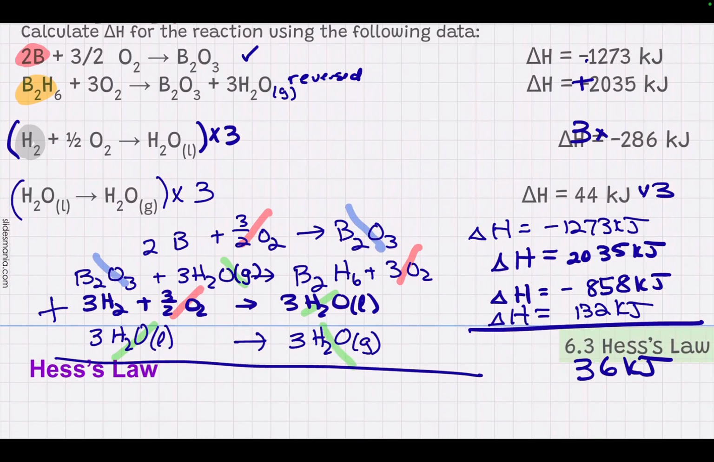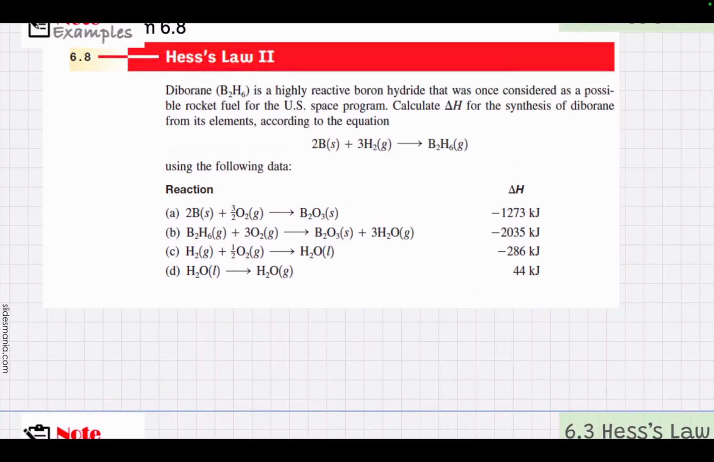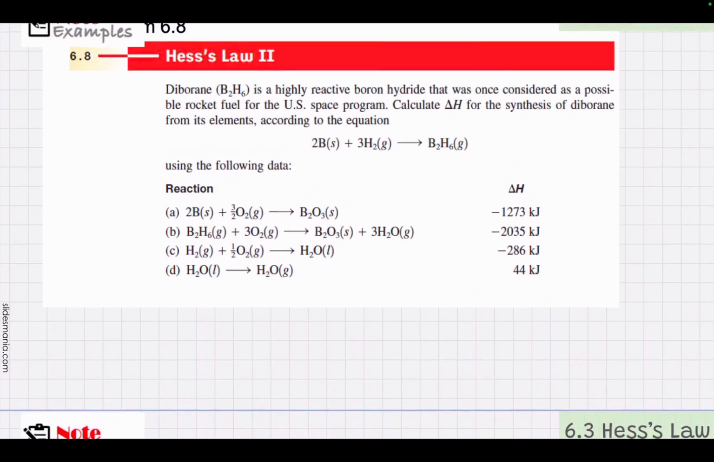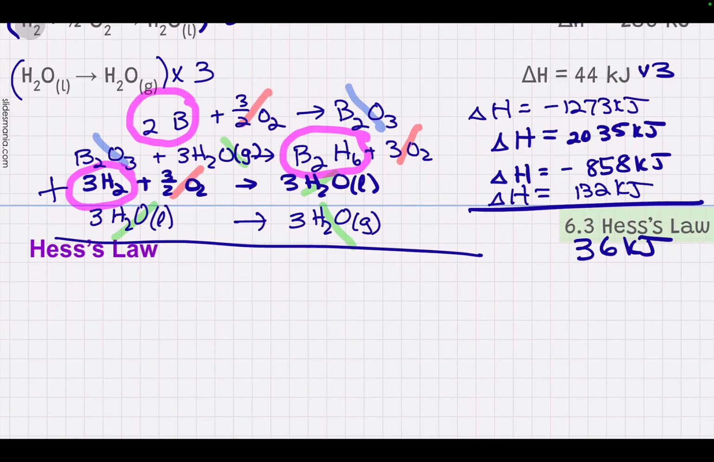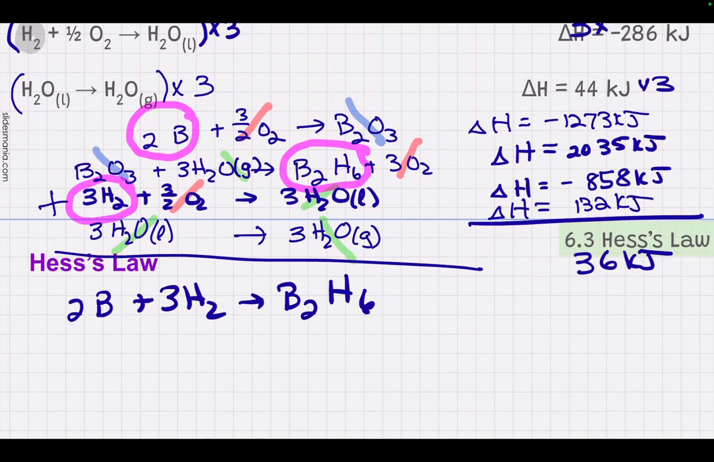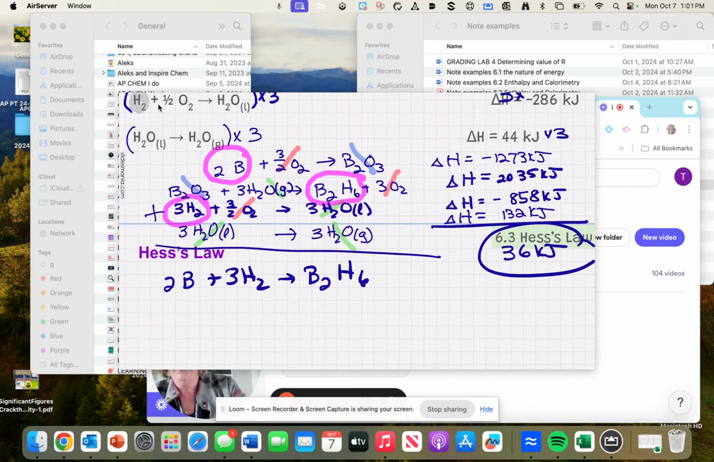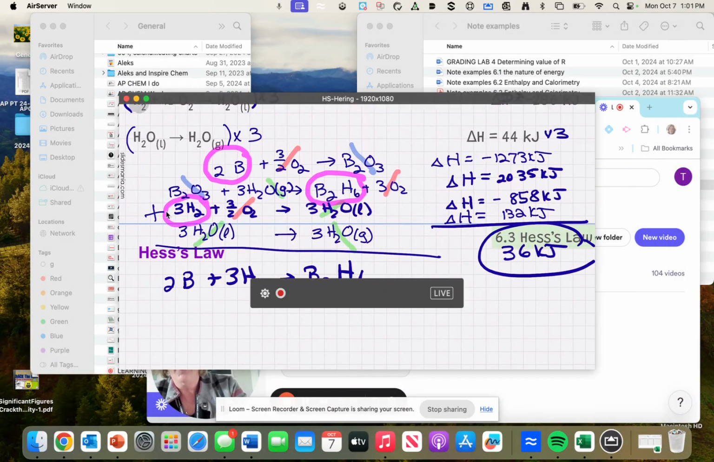And now I'm left with 2 borons, 3 hydrogens, and 1 diborane is what it's called. So 2B plus 3 H2 makes diborane. And that does match the target reaction, so I can be confident that I'm correct. There are more of these in the textbook if you want to practice, and more in the web assign.